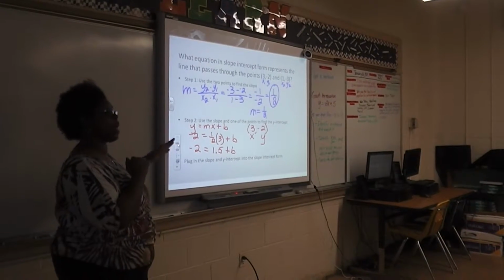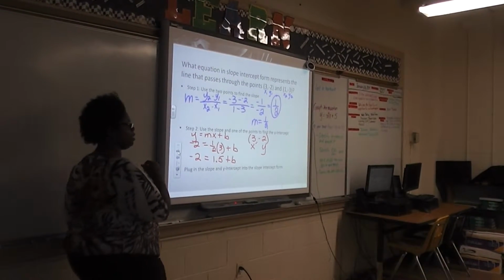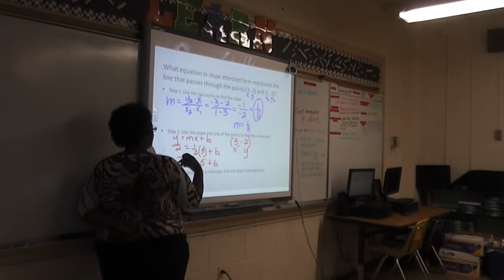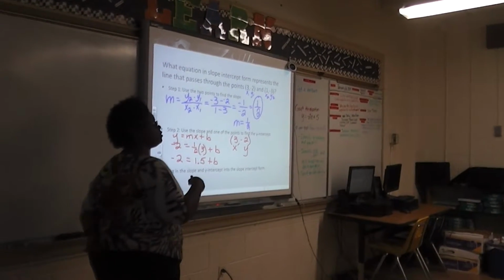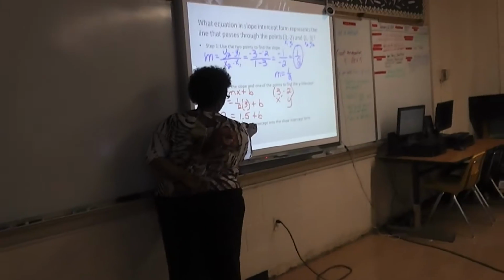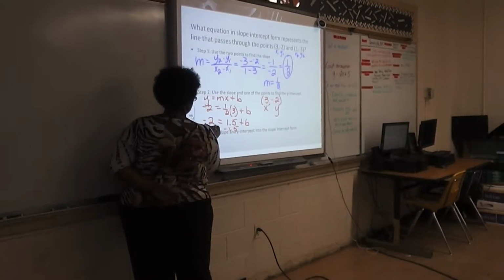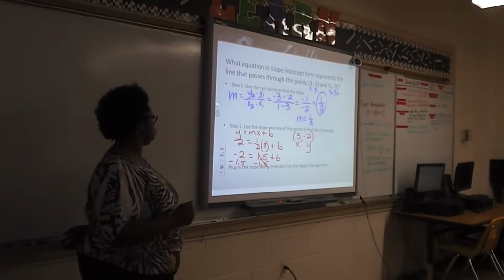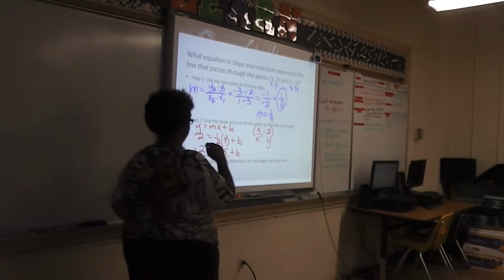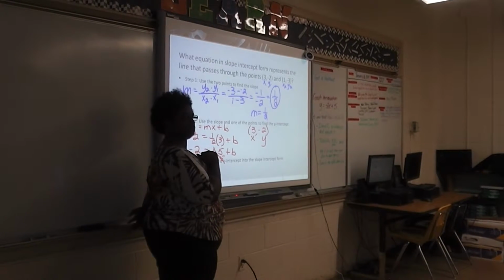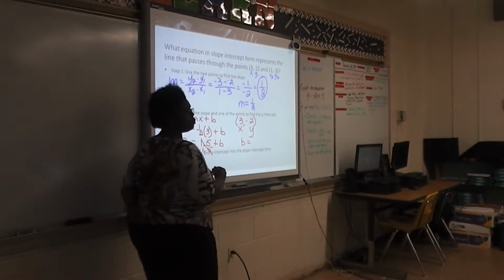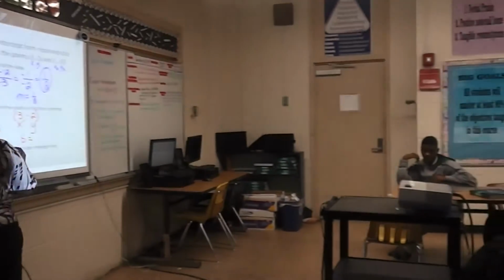What number is in the way and needs to move out of the way of b? 1.5. Is it positive or negative? Positive. So how do we move it? No, negative. We're negative 1.5. Subtract. All right? Those cancel. What's negative 2 minus 1.5? Negative 3.5. Yep. Did we get the same thing? Okay, good. Negative 3.5.